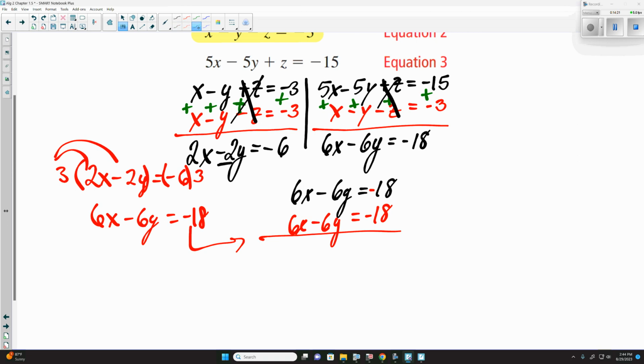Yep, that first one should be negative. Now will we add or subtract? Are the signs the same or opposite? So we would subtract, because our negative 6y minus negative 6y. Yeah, so the 6y and 6y do cancel, yes? What's 6x minus 6x? This entire side is 0. And negative 18 minus negative 18 is 0. Is this a true statement? Yeah.